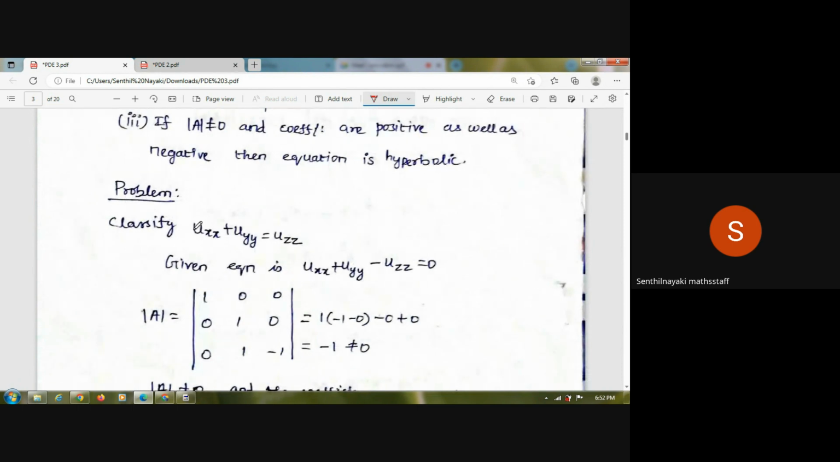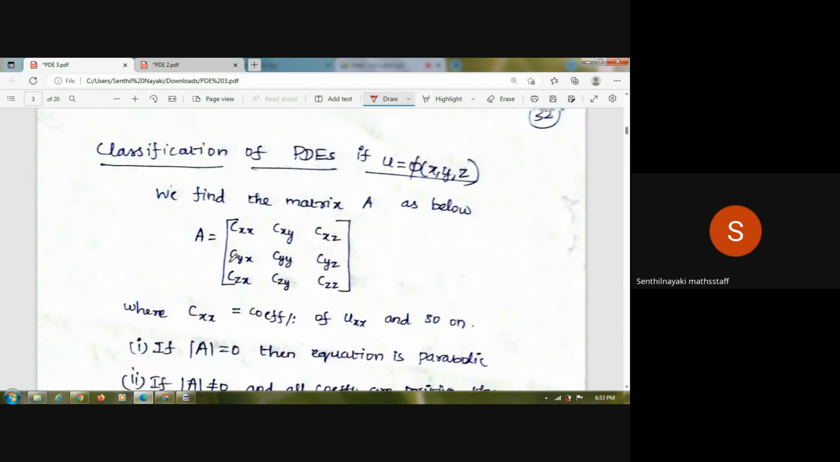You have uxx plus uyy equal to uzz. So this is a different question, because if it is uxx plus uyy equal to 0, you can use the previous method, that is very easy. But here an extra term is there, that is uzz, so you cannot use the previous method. So what we have to do, we have to use this second method.